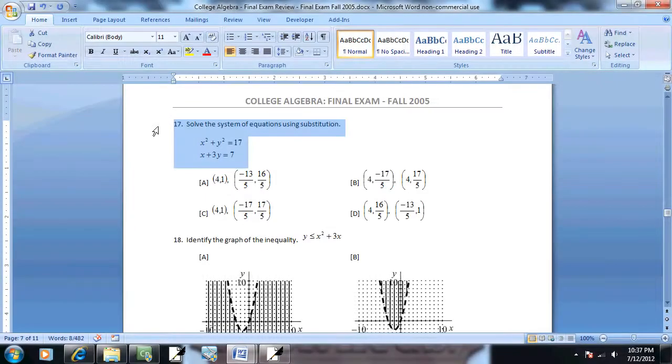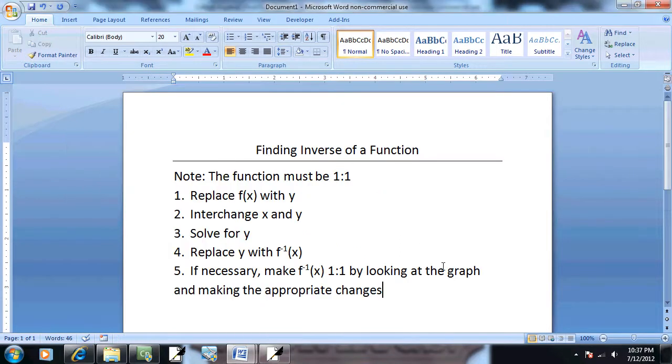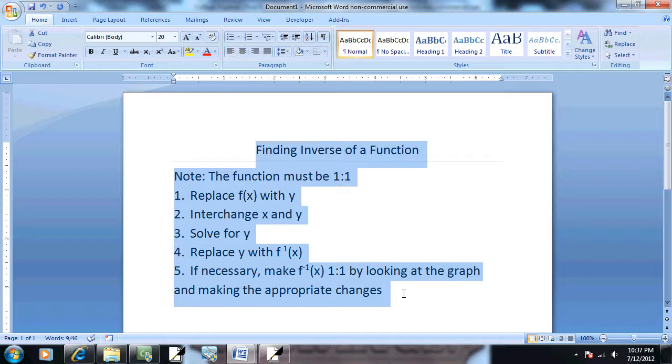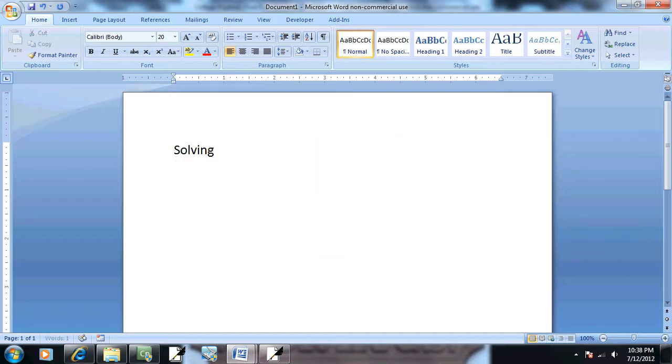Take a look at problem number 17. It says solve the system of equations using substitution. So let's go over our steps for that. Solving a nonlinear system of equations using substitution.